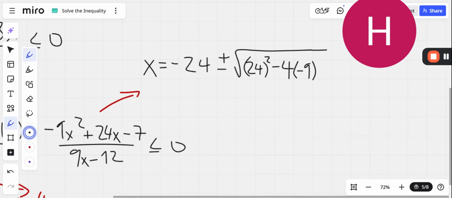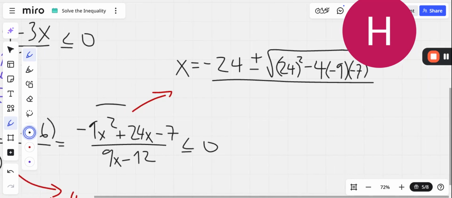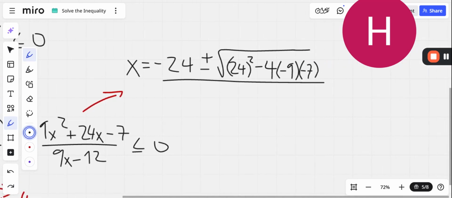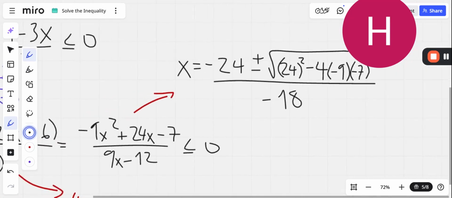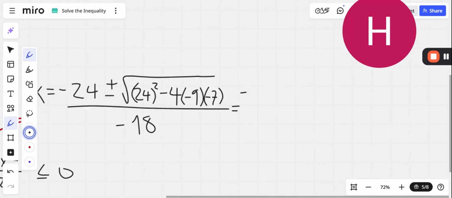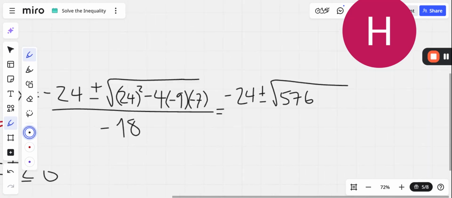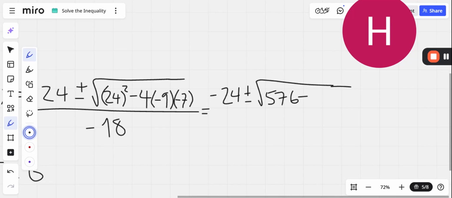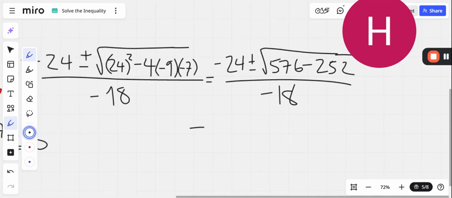And then we're going to use our knowledge about the shape of the graph, actually, in order to determine when this quadratic numerator, negative 9x squared plus 24x minus 7, is positive and when it's negative. So let's go ahead and carry this out. It's going to be over negative 18. This all simplifies to be negative 24 plus or minus the square root of 576 minus 252? Which makes a perfect square, I believe. Yes, it does. It makes 324.